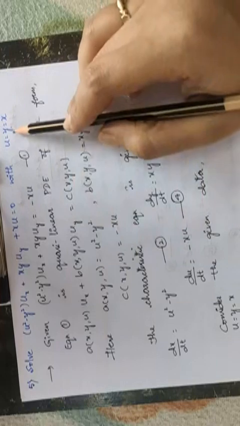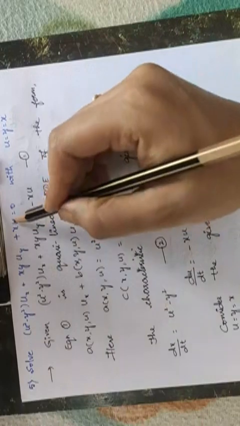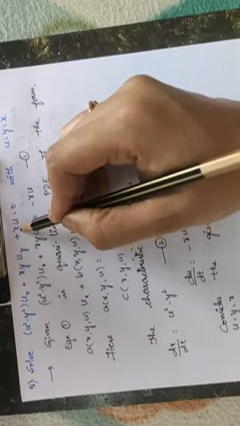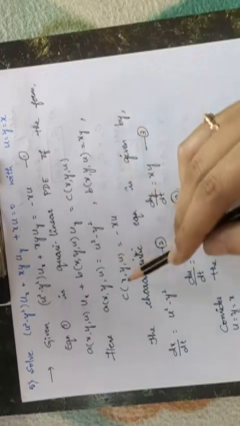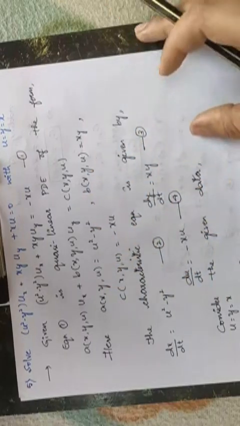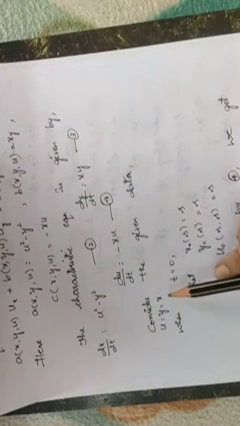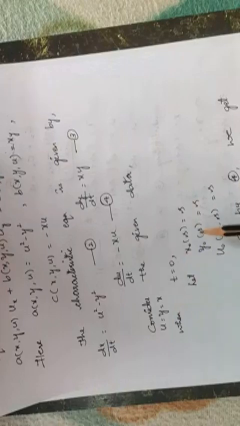The next problem is u square minus y square into ux plus xy into uy plus xu is equal to 0, with u is equal to y is equal to x. So this is the given PDE. I have just shifted this xu to my right hand side so that you will get minus xu, just to compare with the general equation. Okay, so these are all the values of a, b and c. I have just considered the characteristic equation. Then from the given data, u is equal to y is equal to x when t is equal to 0, I can write these three conditions, right?